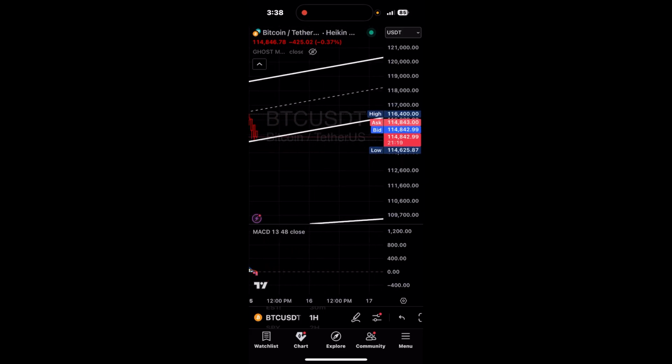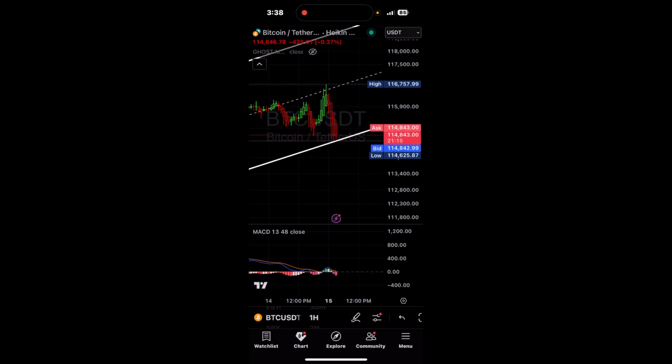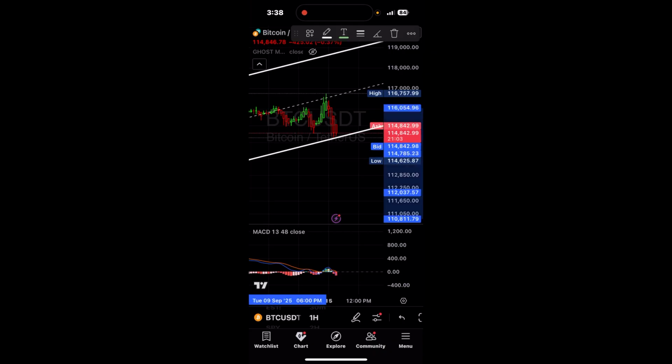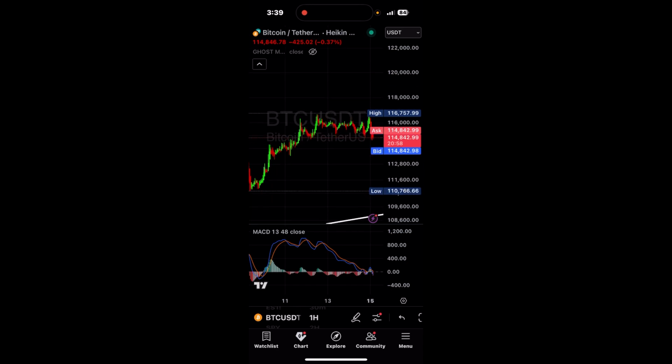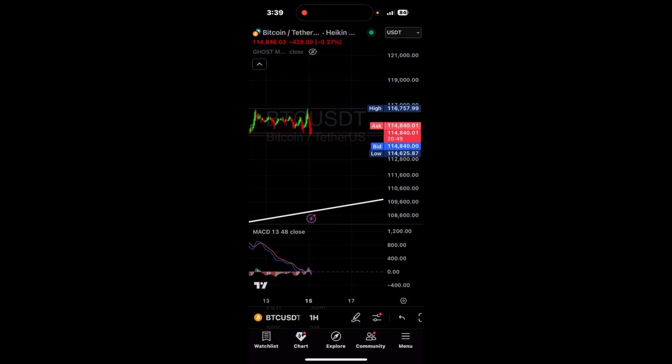So if it ends up breaking this line right here, it's going to go down further, but it could bounce from this because this is the bottom of another ascending channel. So that's basically what you do. You want to get good at making your parallel channels, and then base it off of what the MACD is telling you. So if you're in a bullish trend, you need to wait for bullish moments. You need to look at your MACD.